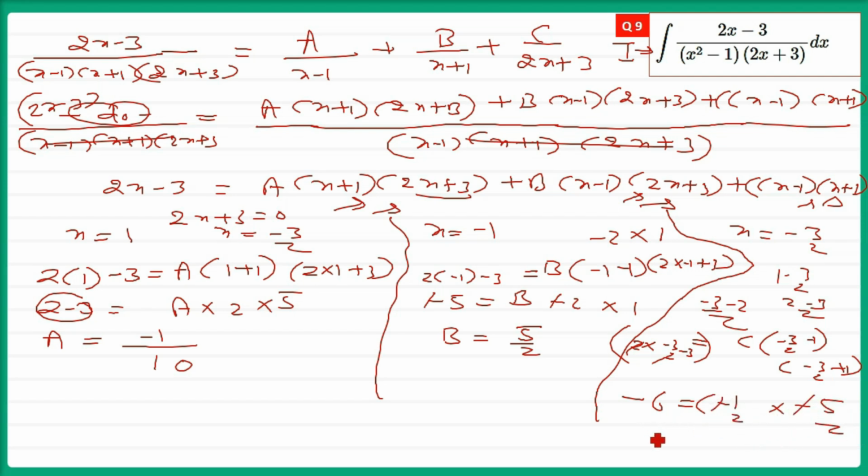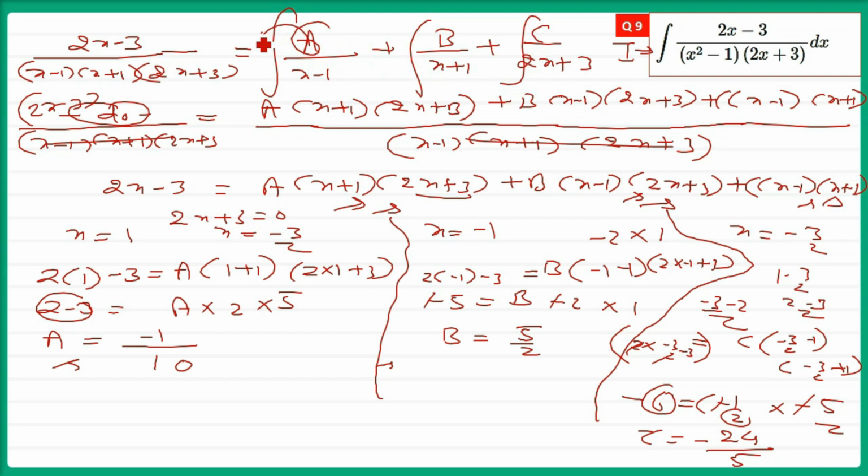So C will be equal to 6 to the 12, 12 to the 24, 24 divided by 5 and with a negative sign. So A, B, C we have got. So what is the next step we are going to do? We'll replace A, B, C in this equation. This is how we are going to integrate.